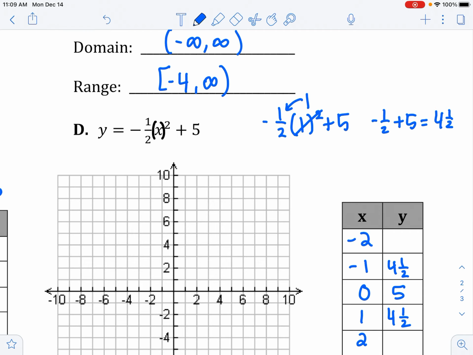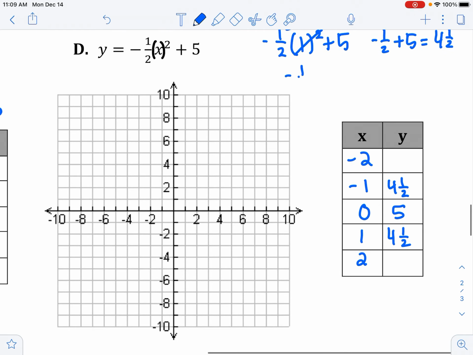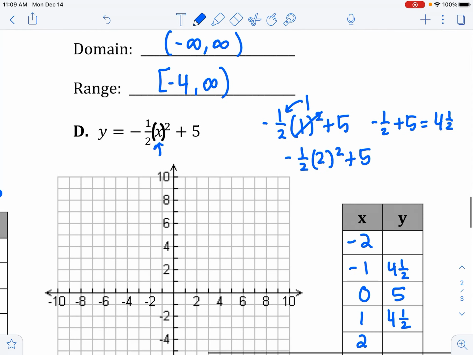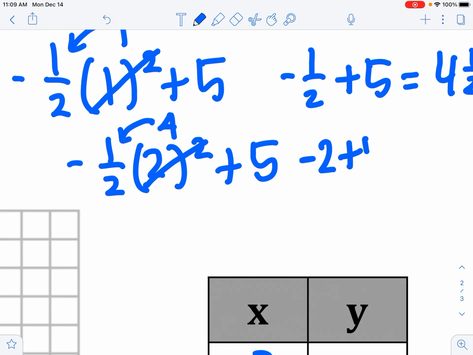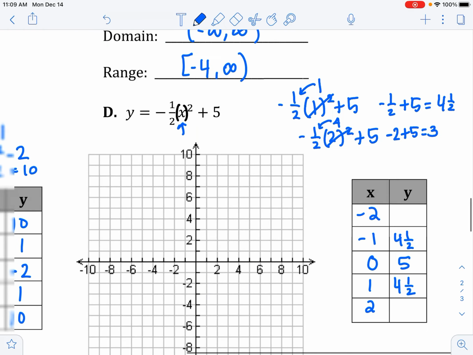Next, I'll plug in 2. So I have -1/2. I'm going to end up plugging in 2, squaring it, and adding 5. Plugging in 2 here, I get 2. All right, 2 squared is 4. 4 times -1/2. So 4 times a negative gives me negative, and then half of 4 is 2. So I have -2 plus 5, which is 3.